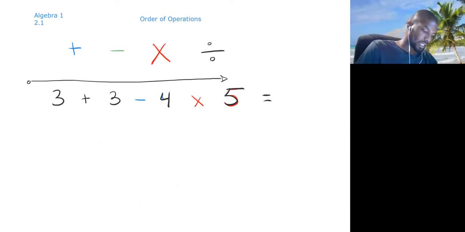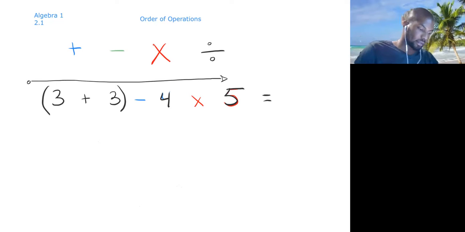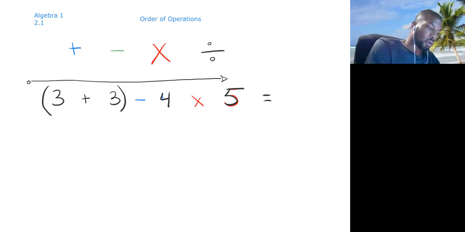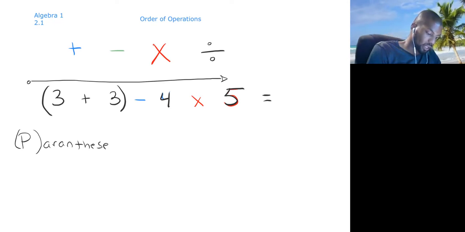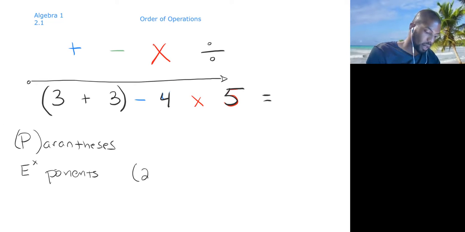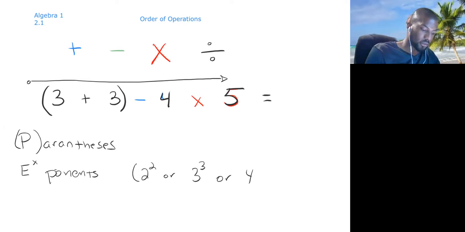If you have, let's say this problem was rewritten, right? Let's say you had parentheses, okay? The order of operations would be, you do your parentheses first, and you find out whatever that answer is. Then you do your next one, which is your exponents, right? Your exponents look like this. Let me show you what exponents look like. So like 2 squared, or 3 to the 3rd power, or 4 to the 4th power.